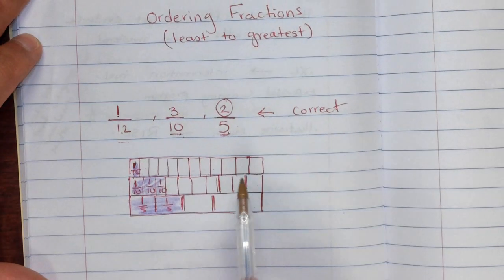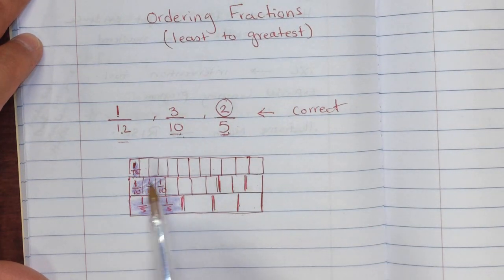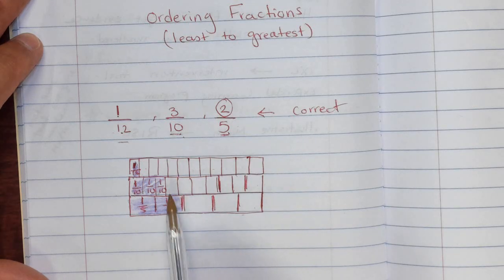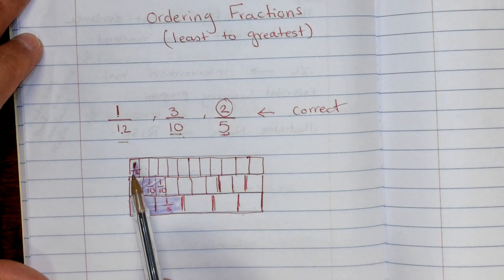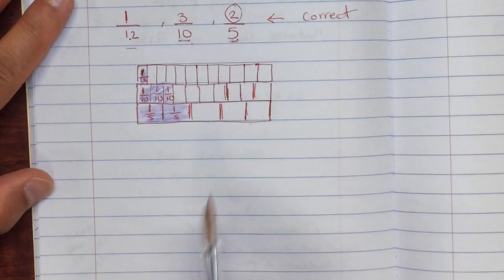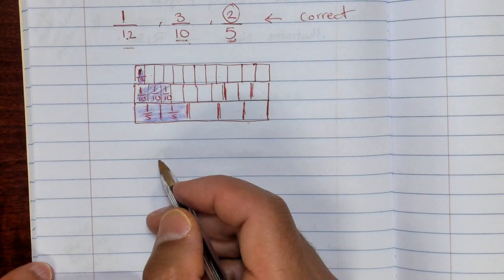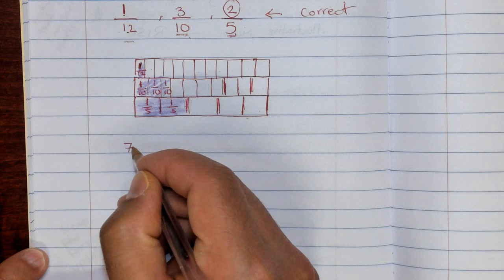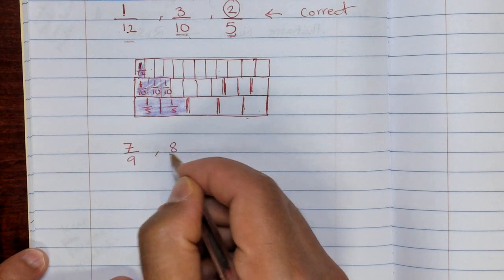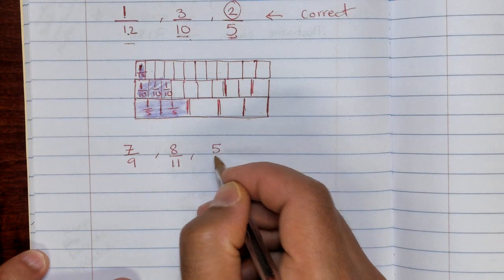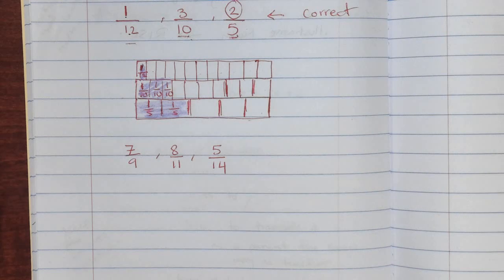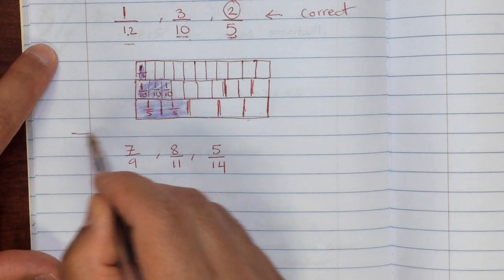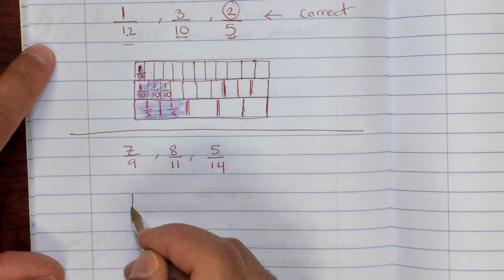So we're using models. We're thinking which fraction has more pieces, and that's the one that's going to be the greatest. And the fraction that has fewer of its pieces, that's the least. Okay. So let's say we have 7/9, 8/11, and 5/14. Okay. So we're going to use the same strategy that we did for the first problem. We're going to draw a whole.